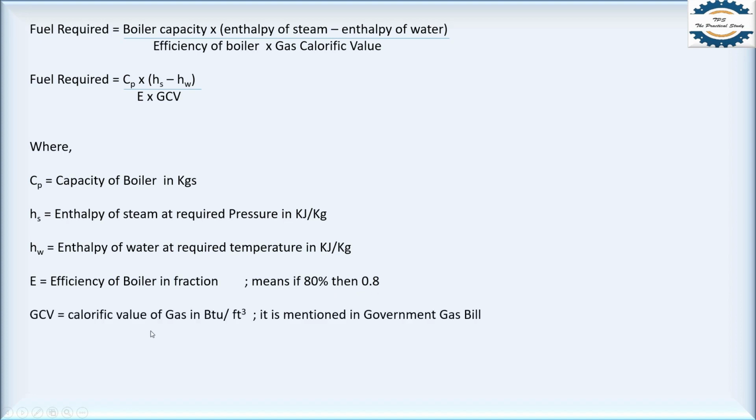GCV is the calorific value of gas in BTU per cubic feet, which means if combustion of 1 cubic foot of gas occurs, then how much BTU we will get is the calorific value of gas. It is mentioned in the government gas bill. You can easily find it out from there.